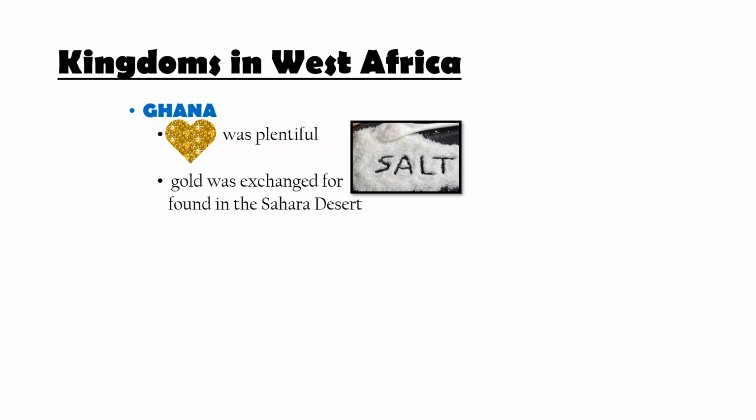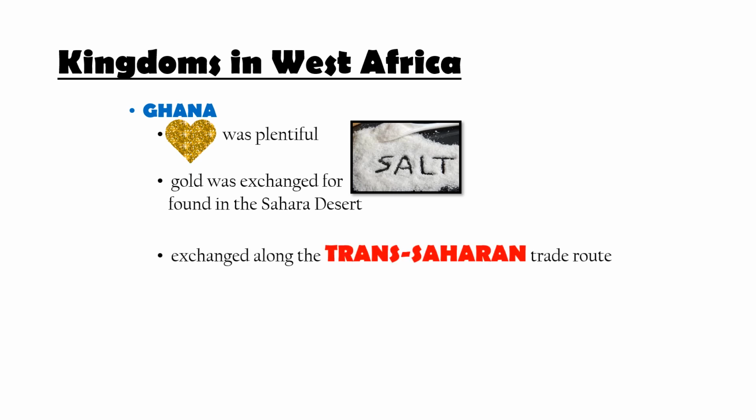There is a name for the trade route that covered the Sahara Desert and linked West and East Africa. And the name for that is the Trans-Saharan Trade Route. Trans means across. So in simplest terms, this is a trade route across the Sahara Desert.